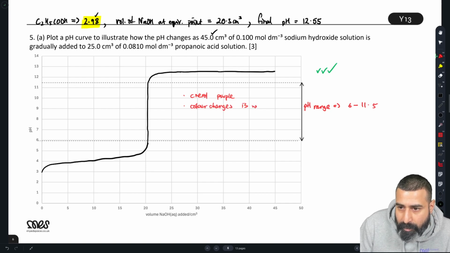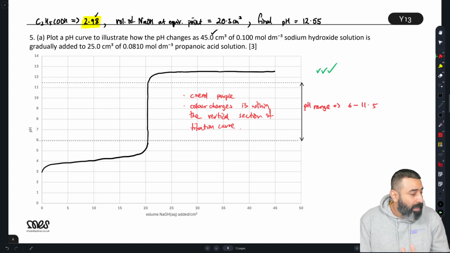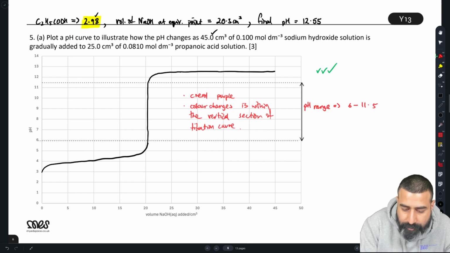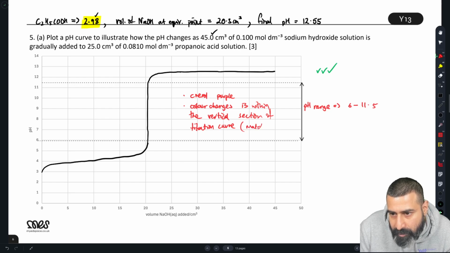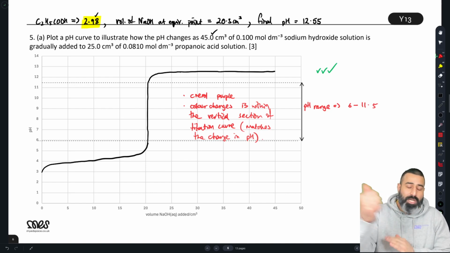is within the vertical section of the titration curve and matches the pH change. Okay, so matches the rapid change in pH. So it tells us when the equivalence point is because you get that change in color.